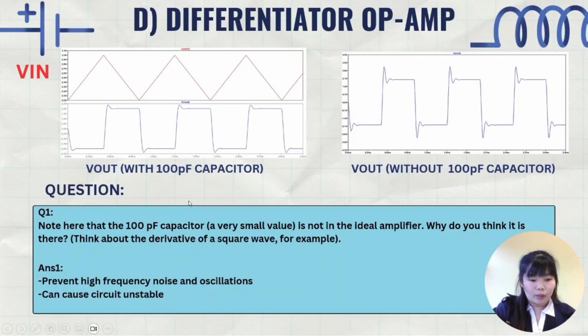For question 1: note here that the 100 pF capacitor, a very small value, is not in the ideal differentiator amplifier. Why do you think that is? Think about the derivative of a square wave, for example.